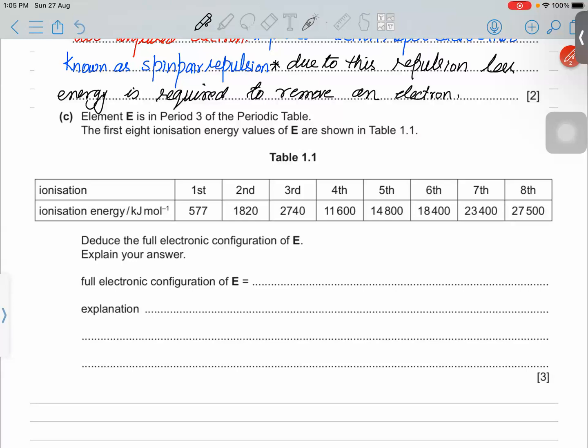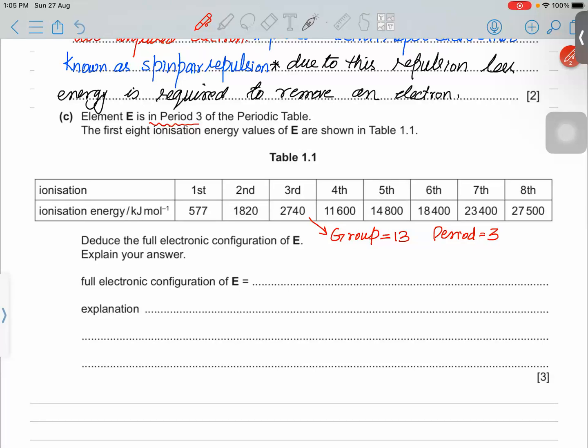You can easily identify the element. Now open the periodic table and find the element. Period number 3, group number 13. Is it gallium? Can you identify the element?